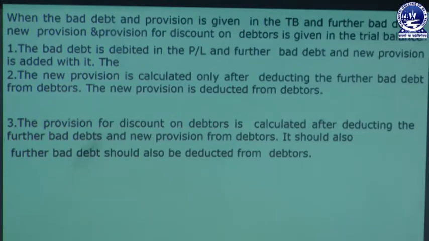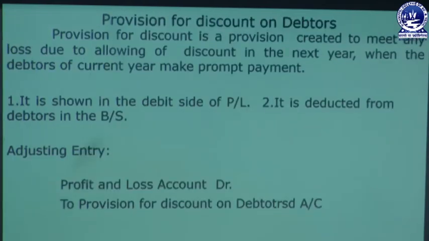Then the third, the provision for discount on debtors, if it is given, will be calculated after deducting the further bad debt and the new provision. That means the new provision and further bad debt are deducted from sundry debtors, and on the balance amount the provision for discount on debtors is calculated at a certain percentage. The further bad debt should also be deducted from the sundry debtors on the asset side of the balance sheet.